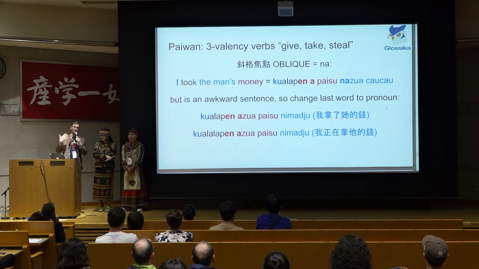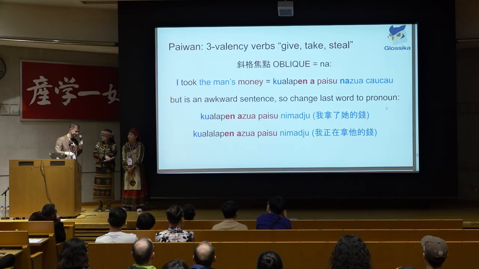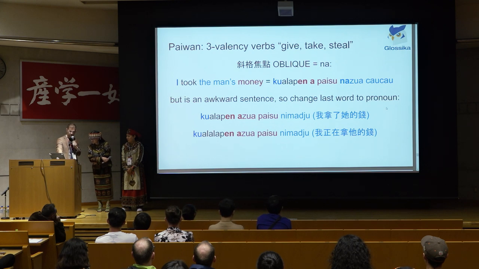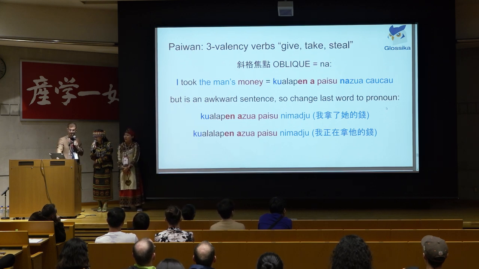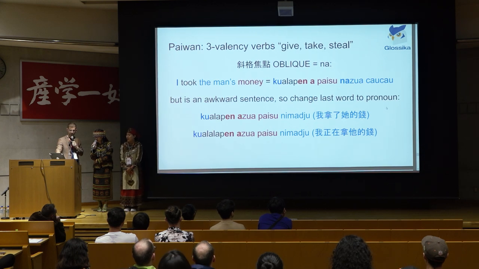Now when I'm collecting data in the field and I'm asking her for data, I'm gonna ask her, can I say this sentence? Is this possible? And she says, no, this is really weird. You don't wanna say nazua cao cao. You're gonna change it to a pronoun, ni maju. Gu alapen azua baisu ni maju.